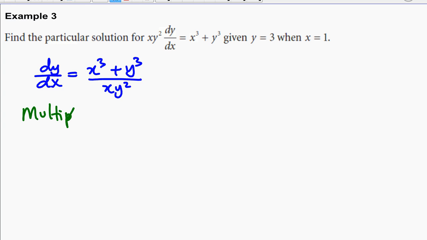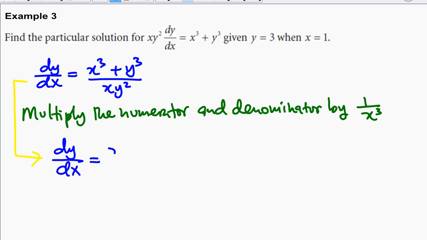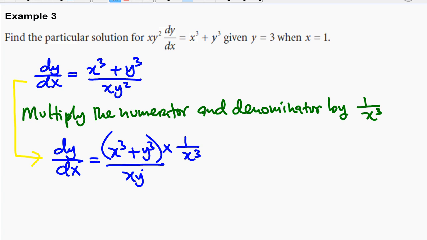So multiply the numerator and denominator by 1 over x cubed, so what I'll end up with is dy over dx will be equal to (x cubed plus y cubed) multiplied by 1 over x cubed, over xy squared multiplied by 1 over x cubed.